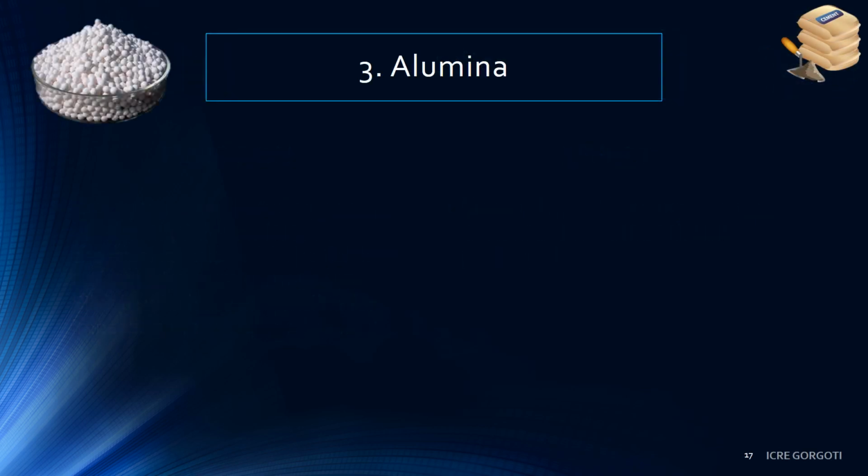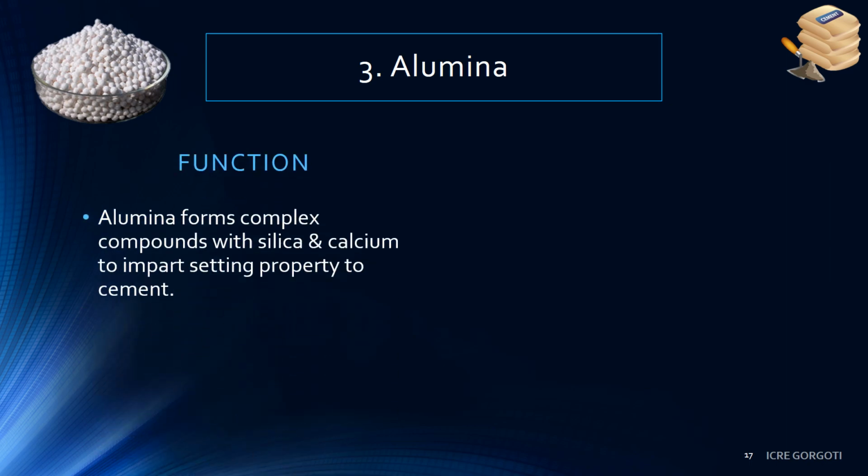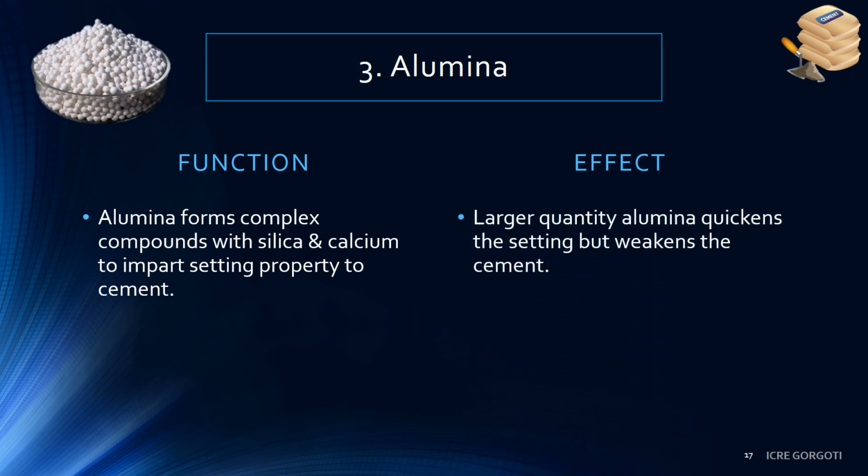The third constituent is alumina. Its function is alumina forms complex compound with silica and calcium to impart setting property to cement. It means alumina is responsible for hardening of cement. Its effect: larger quantity of alumina weakens the cement. It means if setting time is less, then heat of hydration rate is also more. Because of high heat of hydration, it may lead to cracks. If cracks occur on the surface of concrete, then ultimately it weakens the strength of cement.